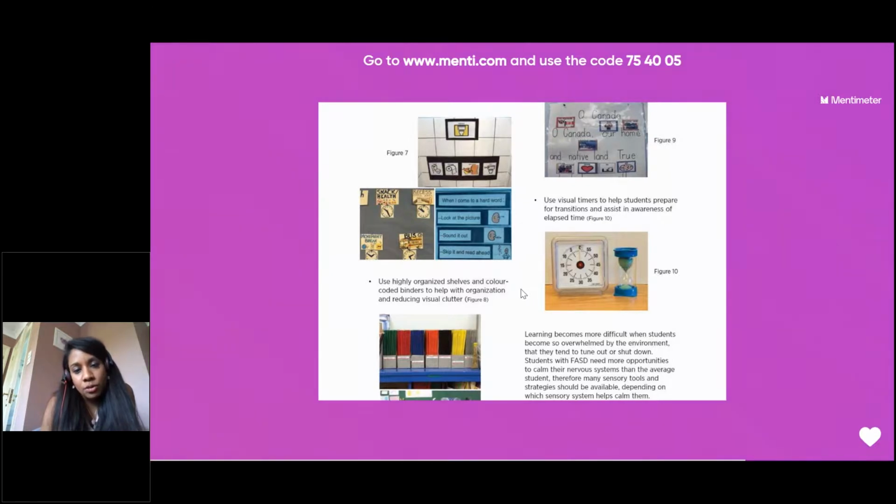You can see here on the lower left corner, using organized shelves and color-coded binders can really help with visual clutter, because although these children are more visual, also if they're overloaded visually, that can be really challenging. So those are just some of the strategies, and lots of countries have developed this guidance for teachers on FASD.